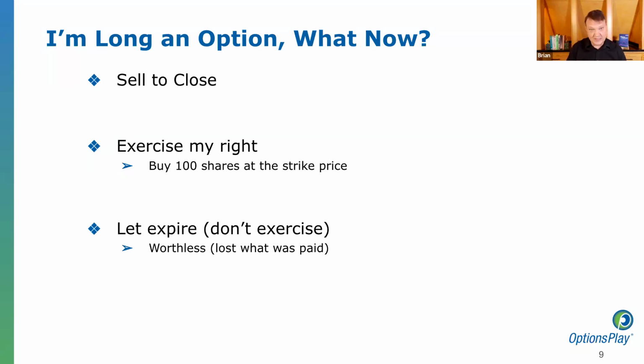So out of these three things, what do you think happens the most often? You can put it in the chat box. Let's just play my reindeer games. What do you think happens the most? Number one, sell to close. Number two, exercise. Or number three, let expire. That means it expires worthless and you lose what you paid for it.